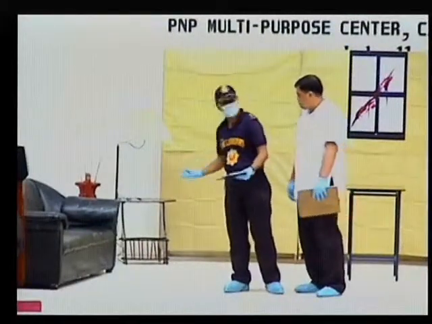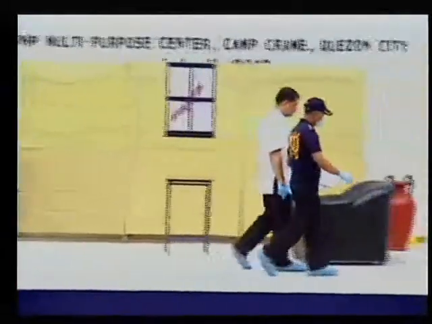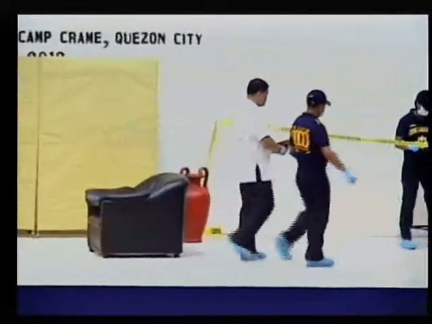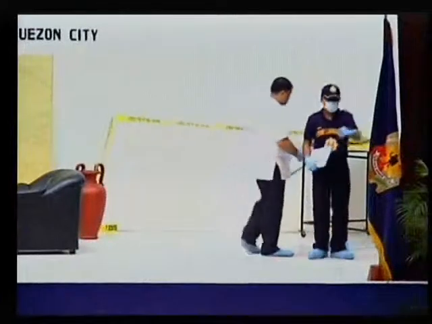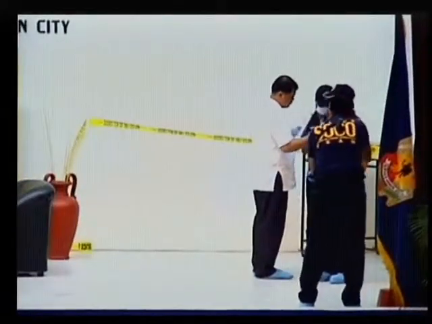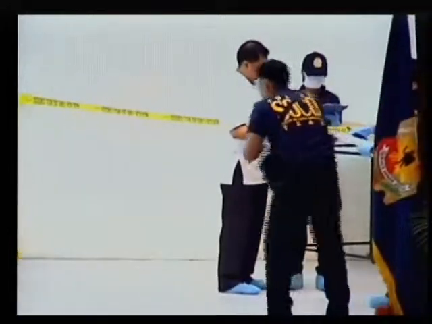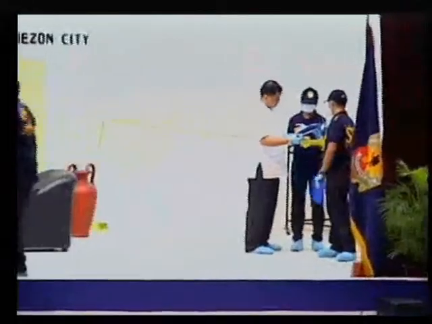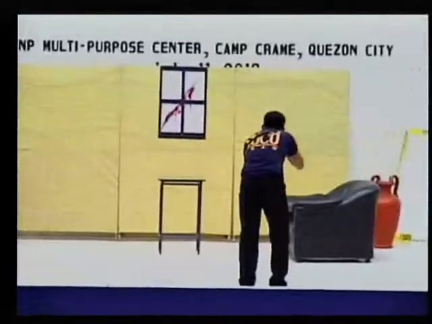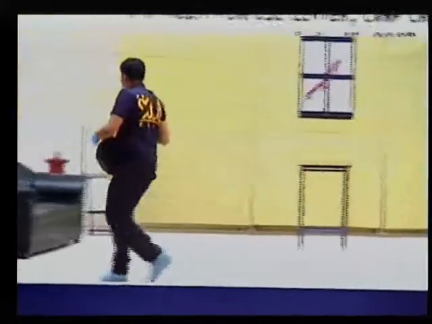The last stage in the documentation of crime scene processing is the taking of post-processing shots. Its objective is to document the description of the crime scene after it has been processed by the SOCO team. While the photographer is finishing his shot, the investigator on case signs the inventory of evidence and other pertinent documents.